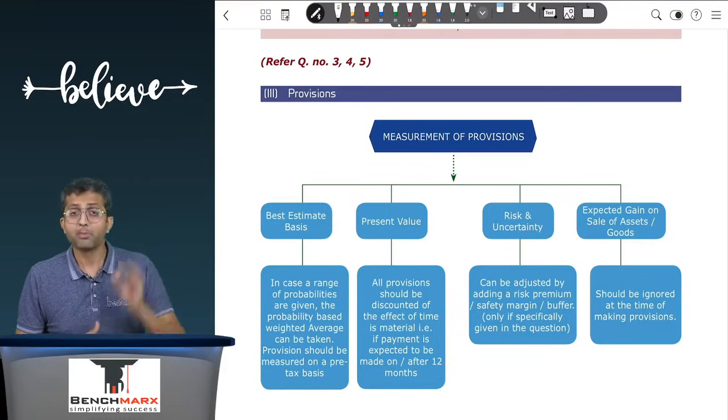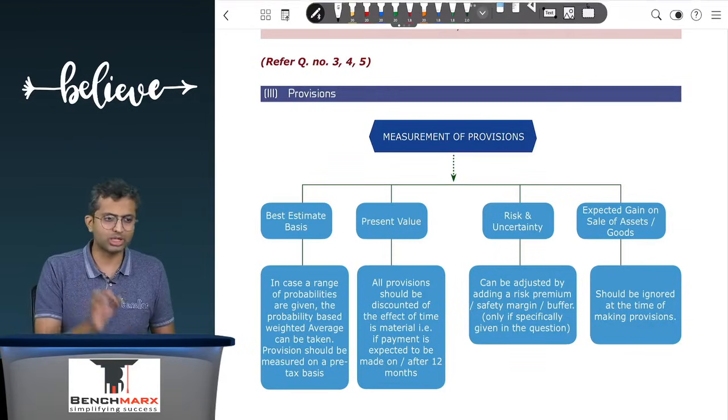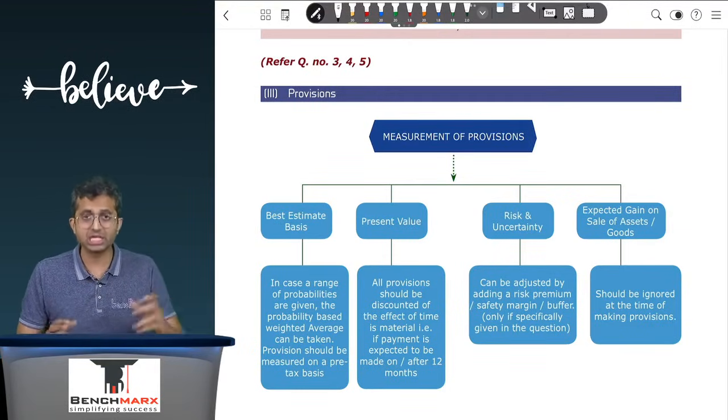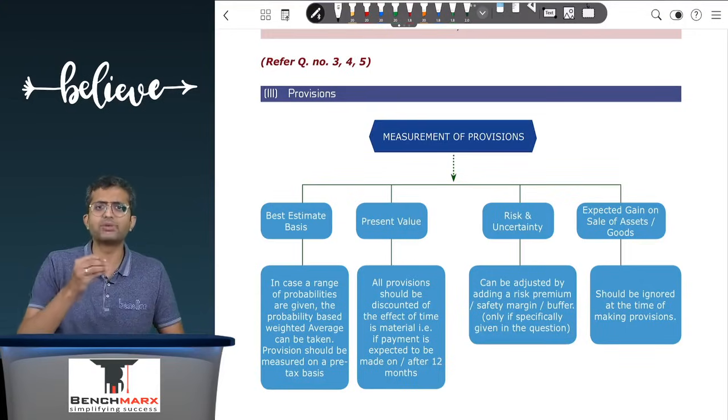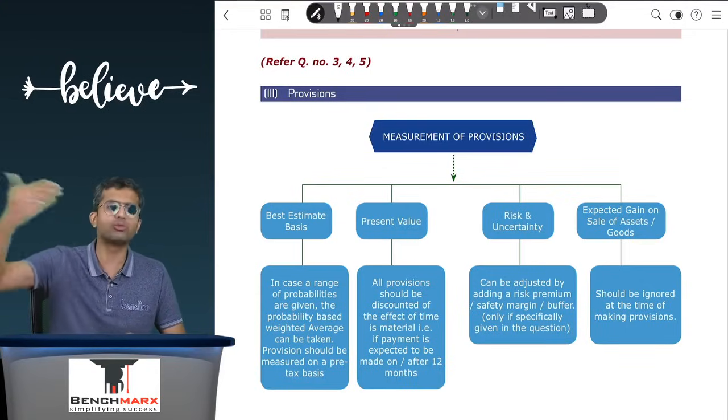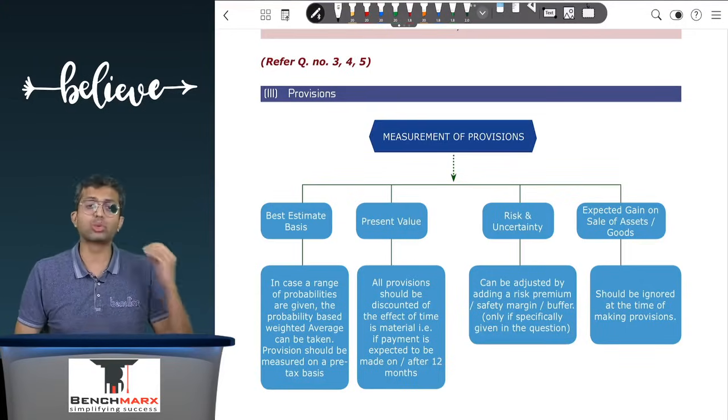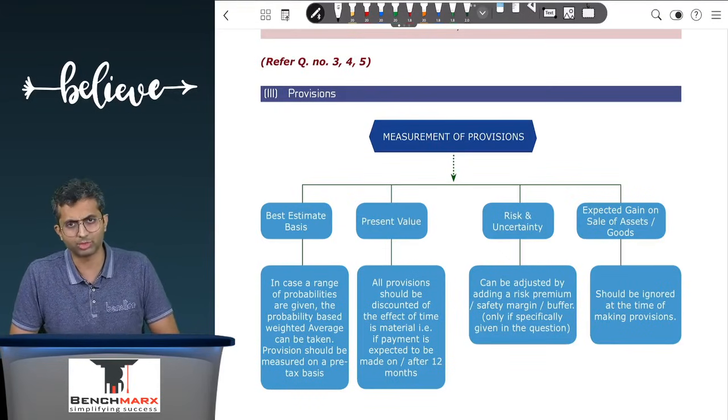likely to happen. Provisions, one needs to remember, are to be calculated and measured on a pre-tax basis, and if the effect of time is material, that is, if the payment is expected to be made at 12 or beyond 12 months, then the standard requires you to recognize the provision on the present value basis.